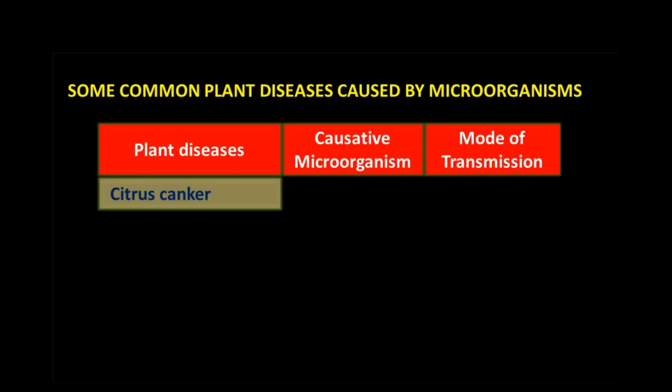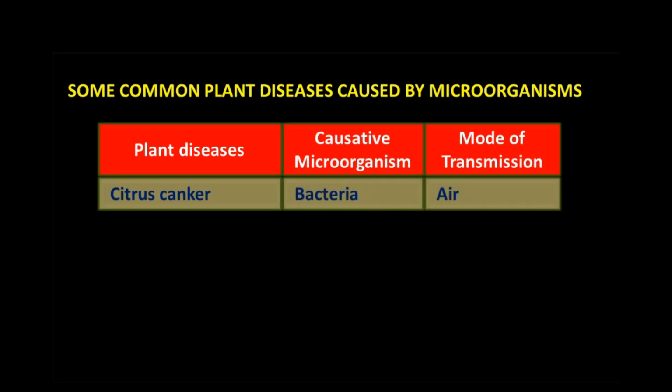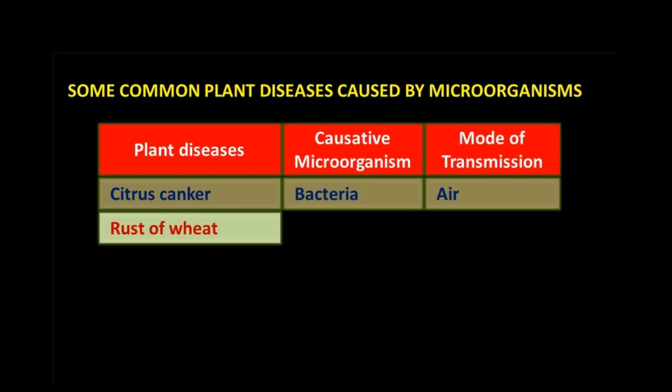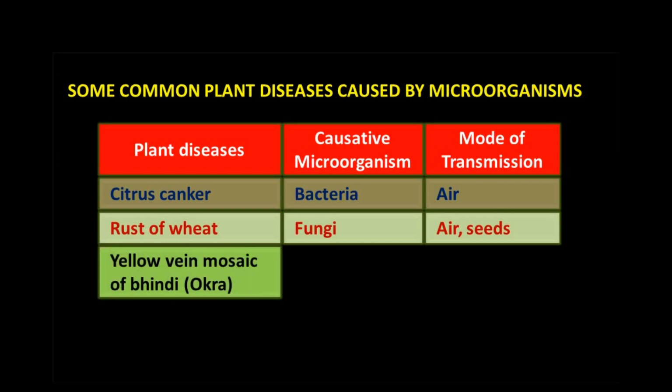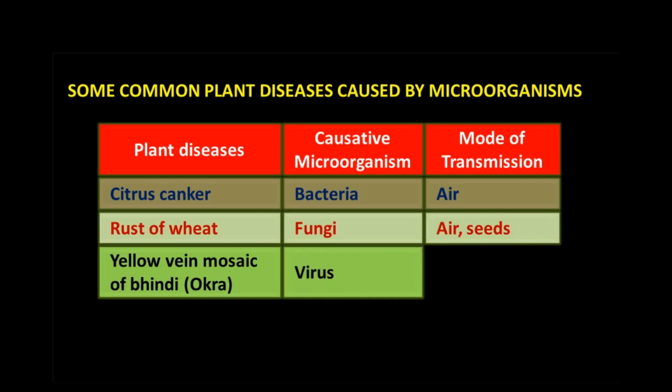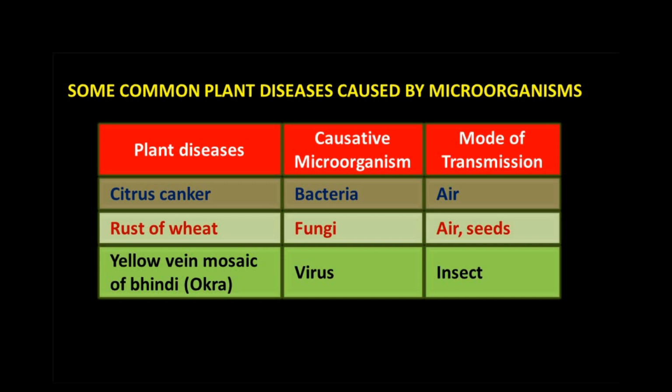The first disease in plants is citrus canker, caused by bacteria. Mode of transmission is air. Rust of wheat is another disease, caused by fungi, and mode of transmission is through air and seeds. Yellow vein mosaic of okra is transmitted by viruses and mode of transmission is insect.